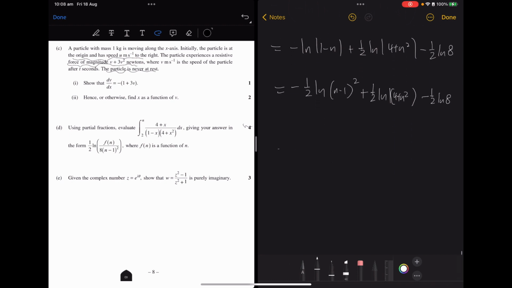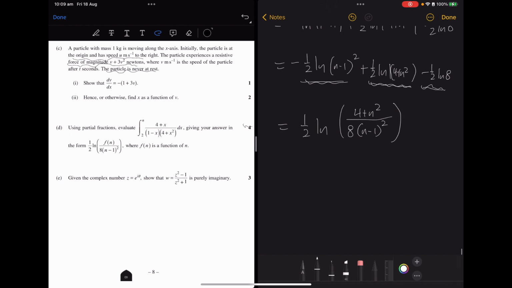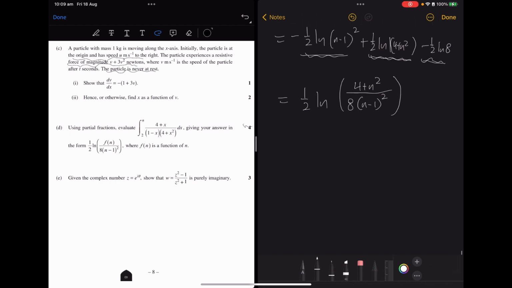Now, hopefully you guys can see that this bit is positive and these two are negative. So let's take out the halves of ln. If you take out the whole thing, that's just going to be 4 plus n squared all over 8 times n minus 1 all squared. Because that's the positive bit, so that's on top. And these are negative, so negative ln n minus 1 squared minus half ln 8. That will give us this.